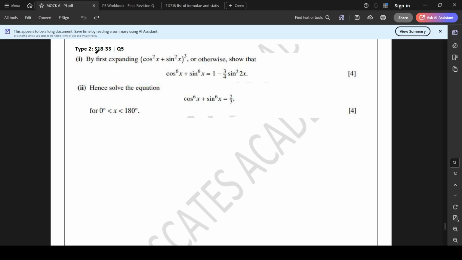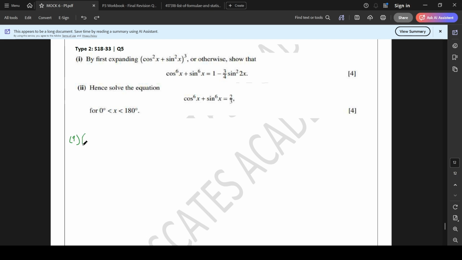So this question is coming from May June 2018, paper 3 variant 3, and this is the fifth question of the paper. The first part of the question is asking to first expand this term, or maybe otherwise we have to prove this equation. So I always like to use the hints given to me in the question rather than thinking something completely by myself. So I'll start with this hint that I have to expand this first, and at the end, after expanding, I need to think about how can I get this equation.